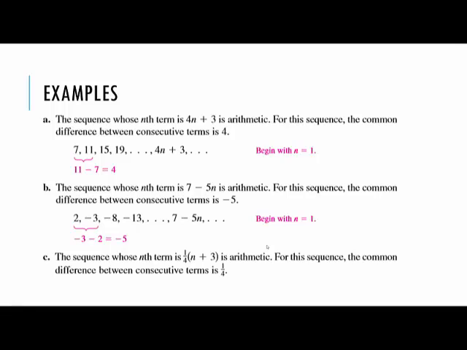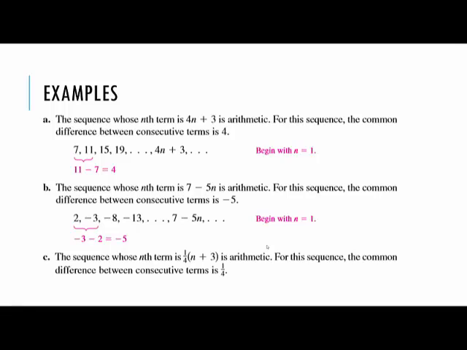The sequence whose nth term is 7 minus 5n. So for this sequence, the common difference is negative 5. Whatever is the coefficient of n in an arithmetic sequence is your common difference. So going from 2 to negative 3 to negative 8 to negative 13. Beginning with n equals 1, when I plug in 1 there, I get 2. When I plug in 2, I get negative 3. Each one of them is going down by 5.